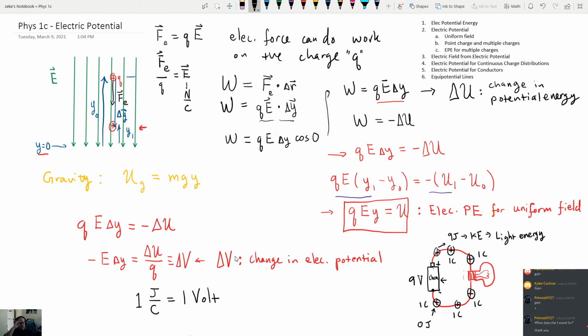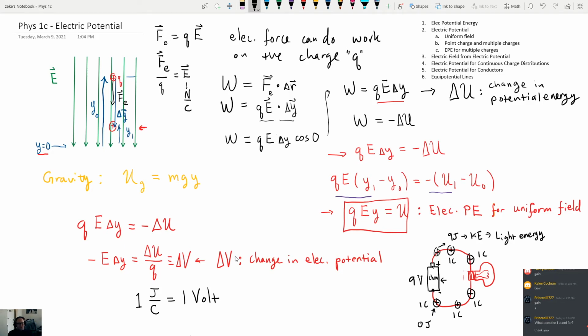But where is that potential coming from? It's coming through chemical processes, just like you said, in the case of a battery.